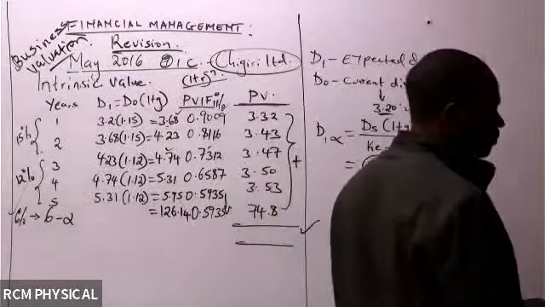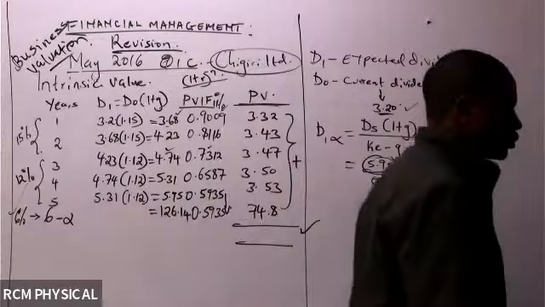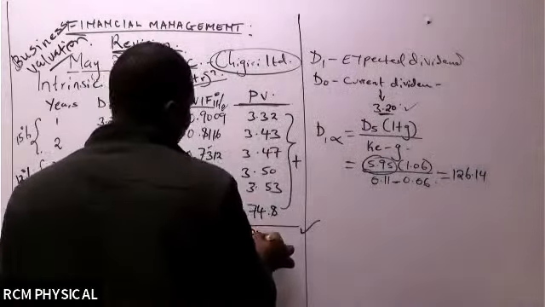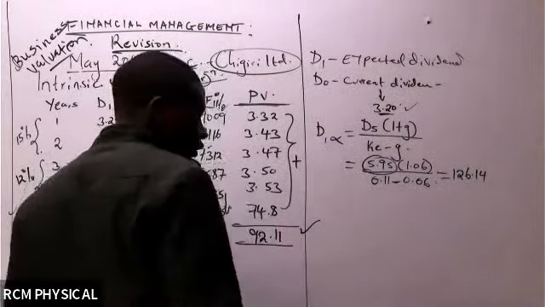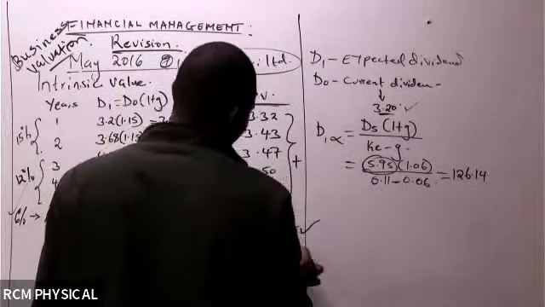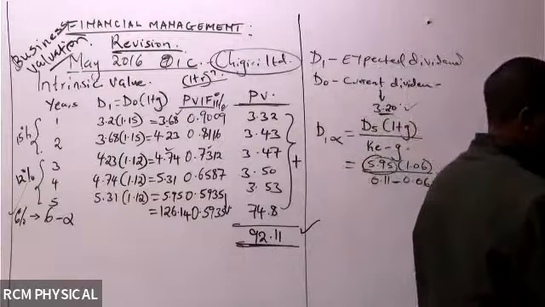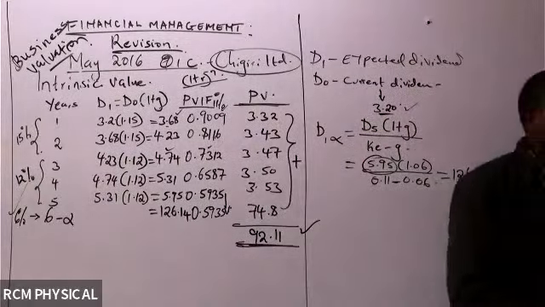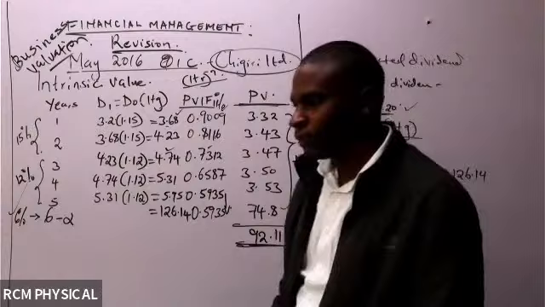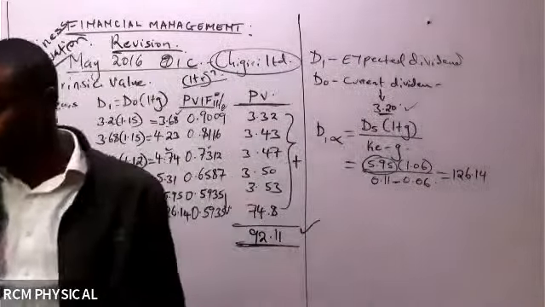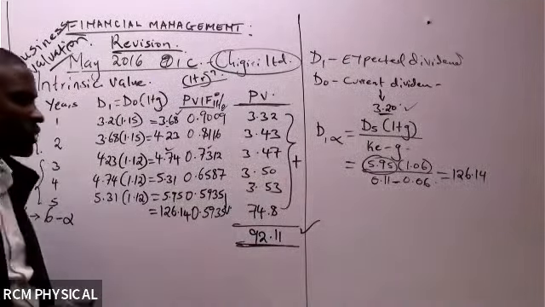What is the total? The total is 92.11. 92.11, that is the intrinsic value.